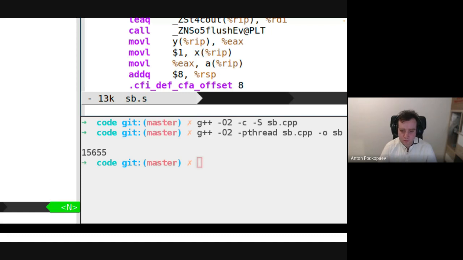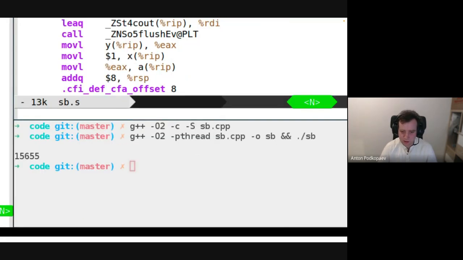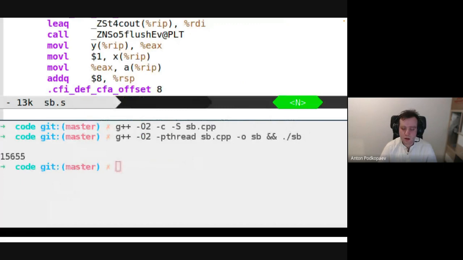So why does it happen? So here, what I did, I compiled the program with the G++ compiler. And also, I produced an assembly code for this program. So we'll take a look at it.